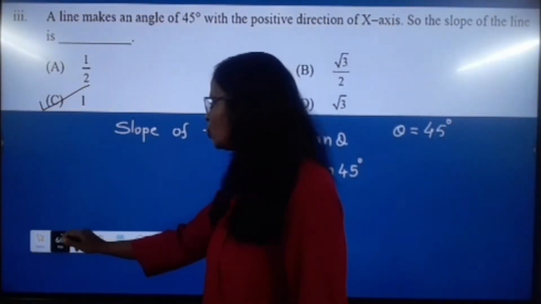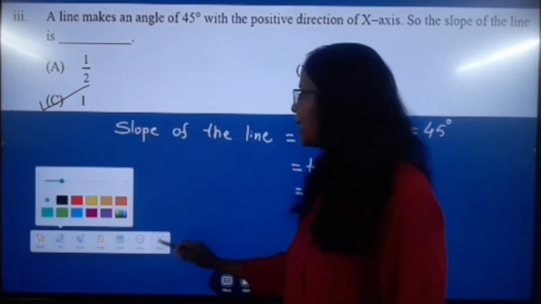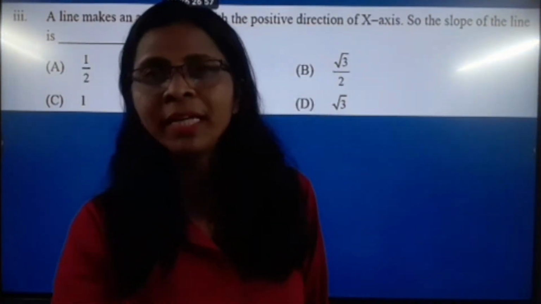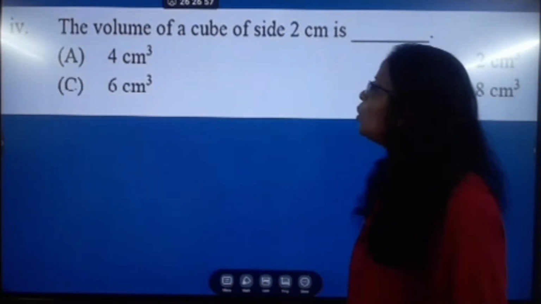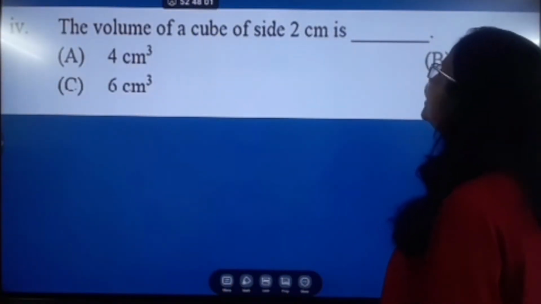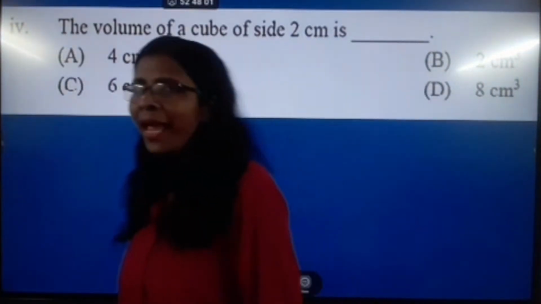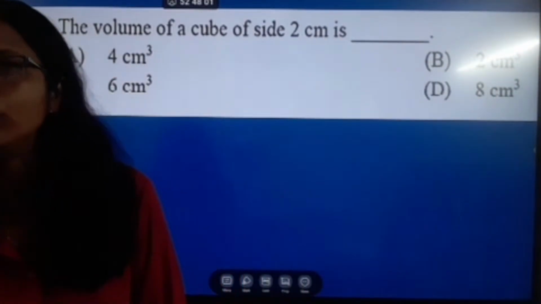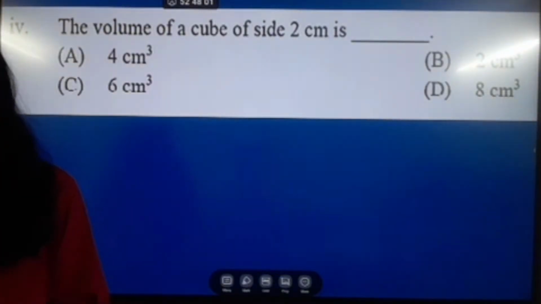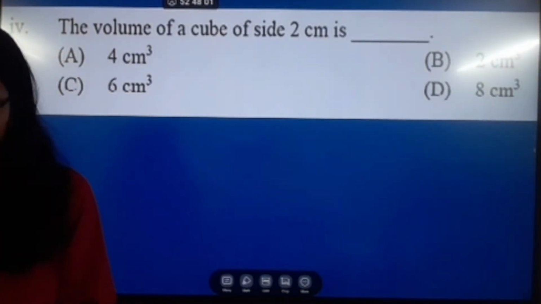So now here, students, see the next example. The volume of a cube of side 2 centimeter is. Yes, students, we have to find out the volume of a cube. So how can we find out the volume of the cube here, students? There is a formula, and you should know the formula.